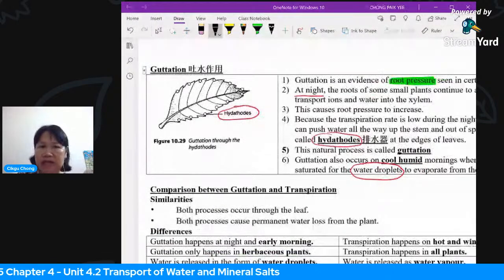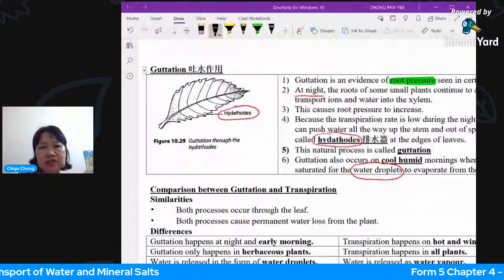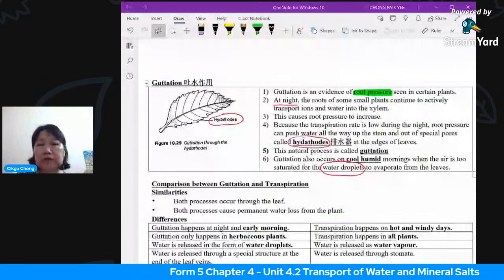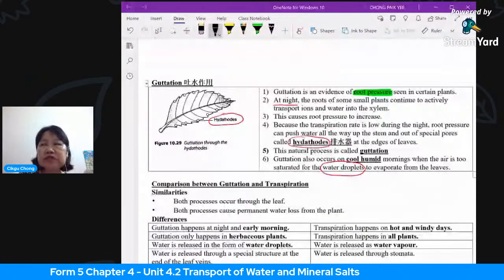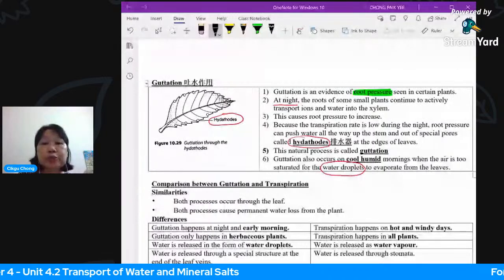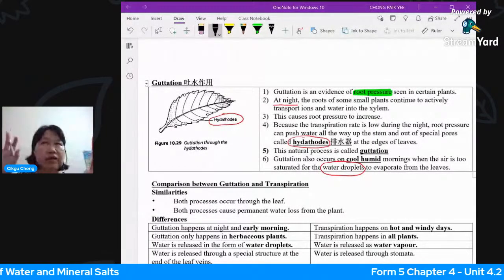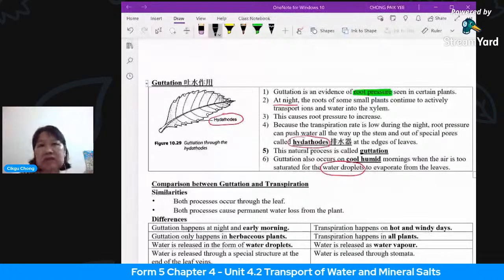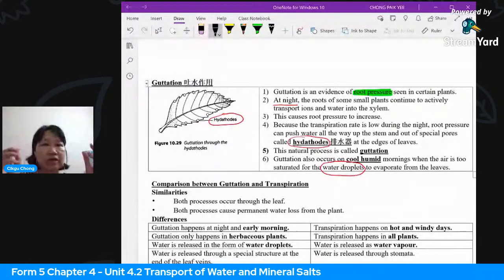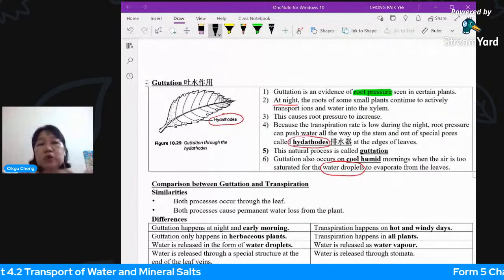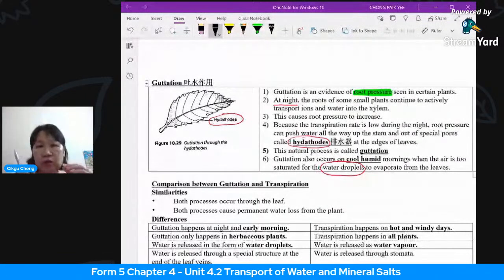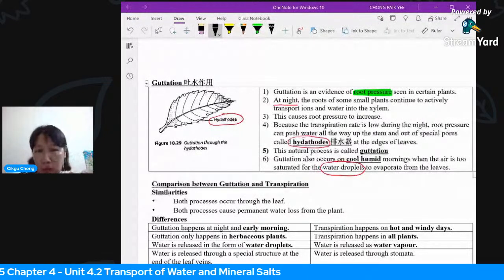Now, why does guttation happen? Why can't transpiration happen easily? Sometimes transpiration cannot happen. The reason is because the temperature is not high enough, it's too cool. Or maybe the air is too humid. That means a lot of water molecules are in the air. So that means there's no chance for the water to evaporate. There's no evaporation, but the plant still wants to remove water. The only thing is the water cannot evaporate. So the other method to remove the water is through guttation. So the water is going to be pushed out through these little holes here called hydathodes.